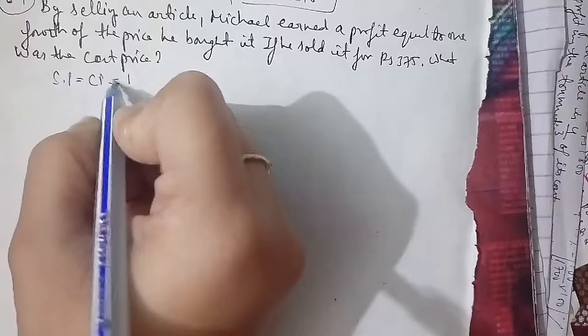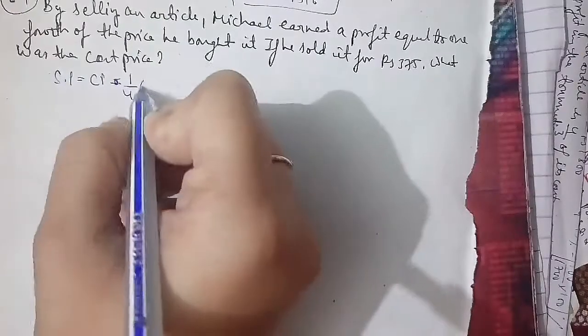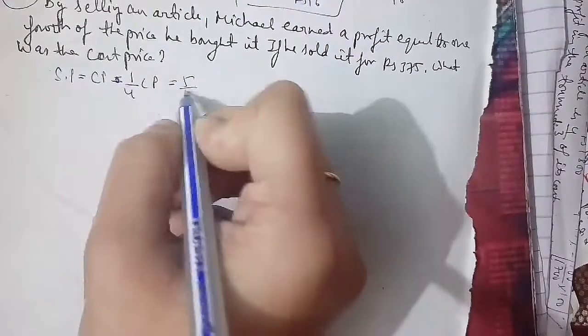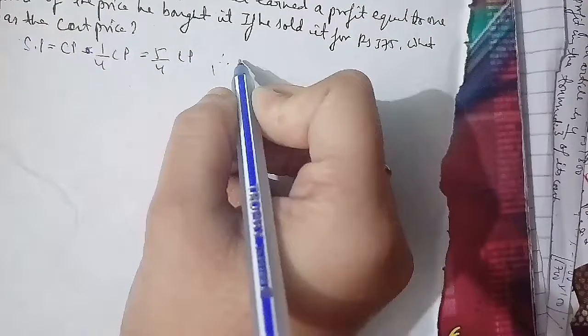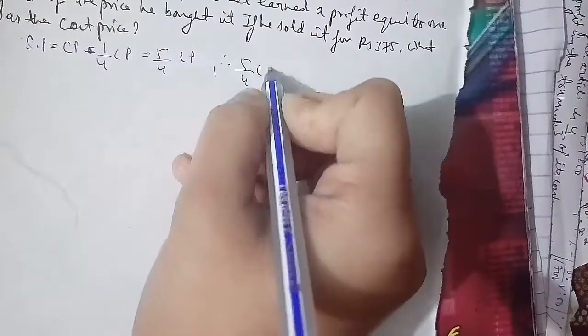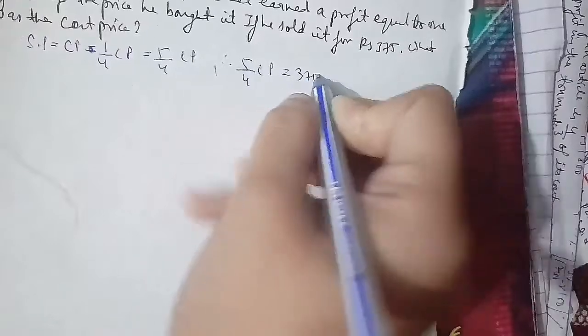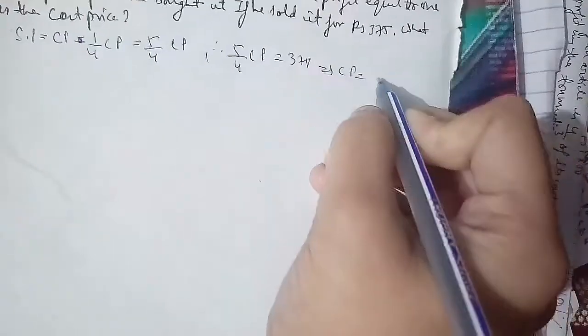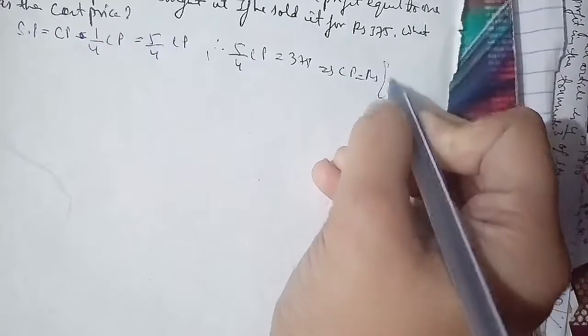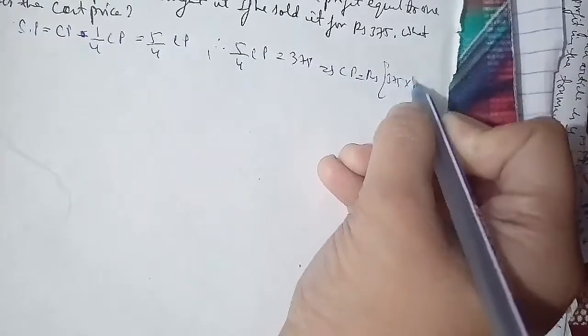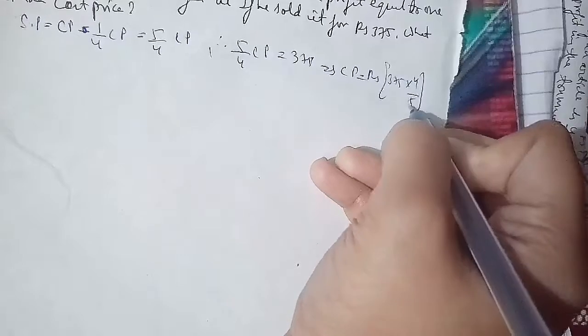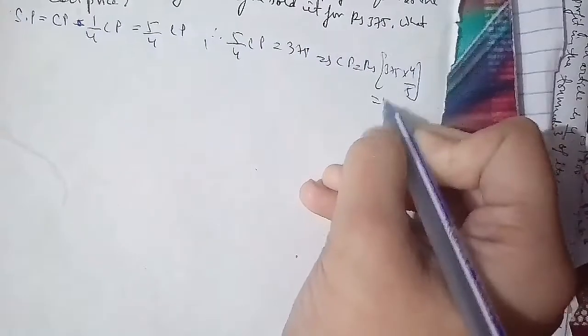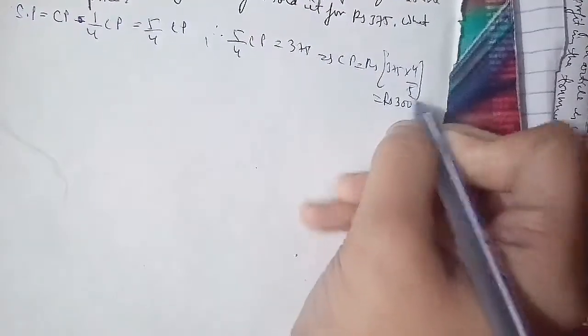CP into 1 upon 4 CP, which is equal to 5 by 4 CP. So 5 by 4 CP equals 375. That is, CP equals rupees 375 into 4 upon 5, which is equal to rupees 300 that we have, and that is what we have to find out.